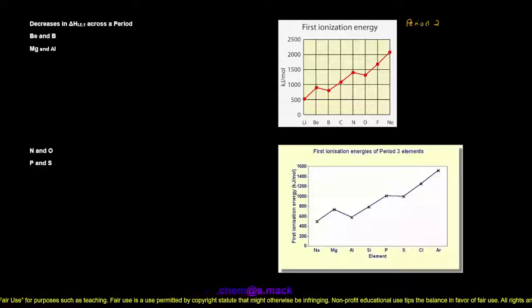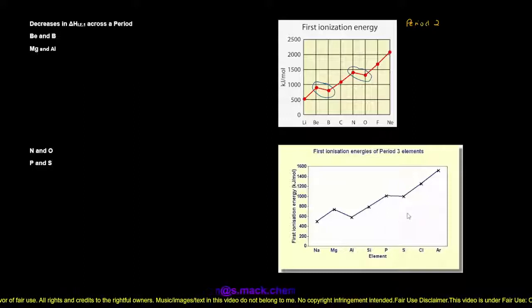If we look to our two images, we are going to see some exceptions to this rule, and the exceptions occur between a pair of elements. So for example, across period 2, there's a decrease in first ionization energy between beryllium and boron, and nitrogen and oxygen. And across period 3, we also have a decrease in first ionization energy from magnesium to aluminum and phosphorus to sulfur.